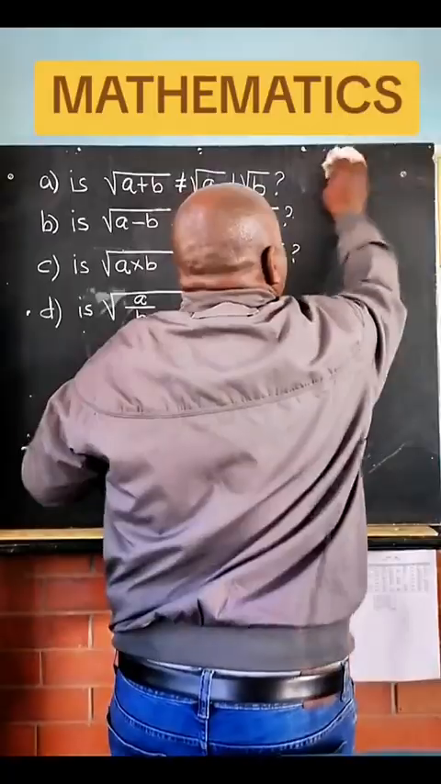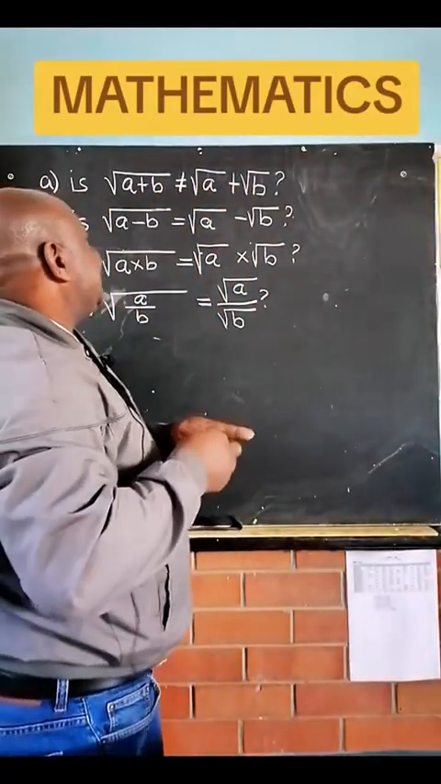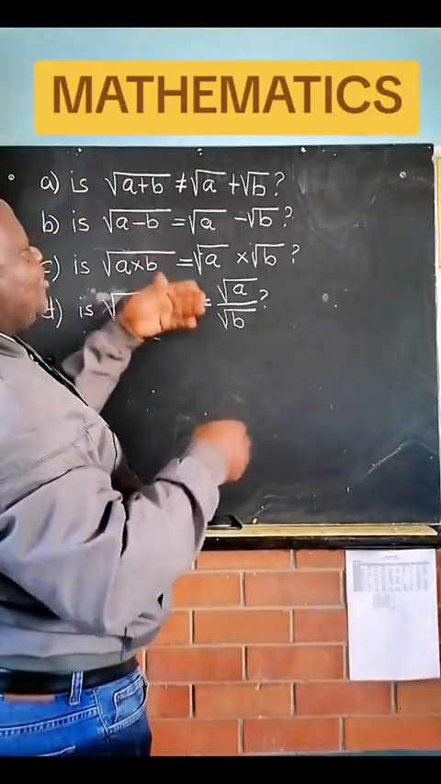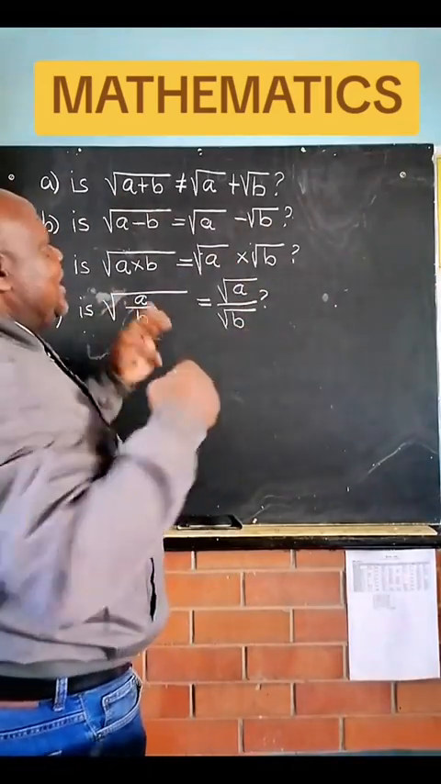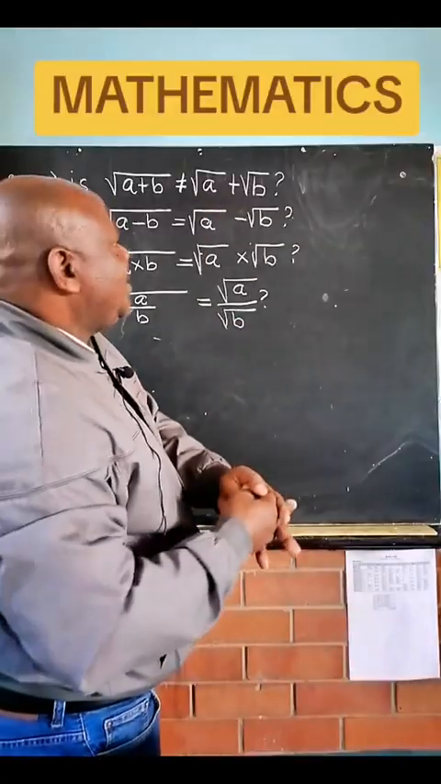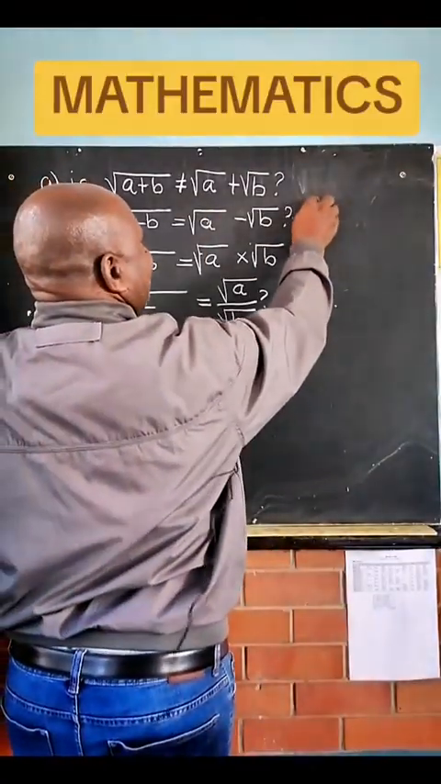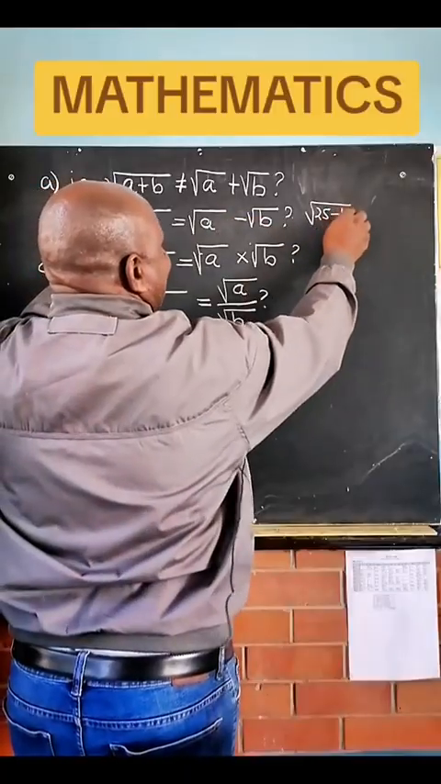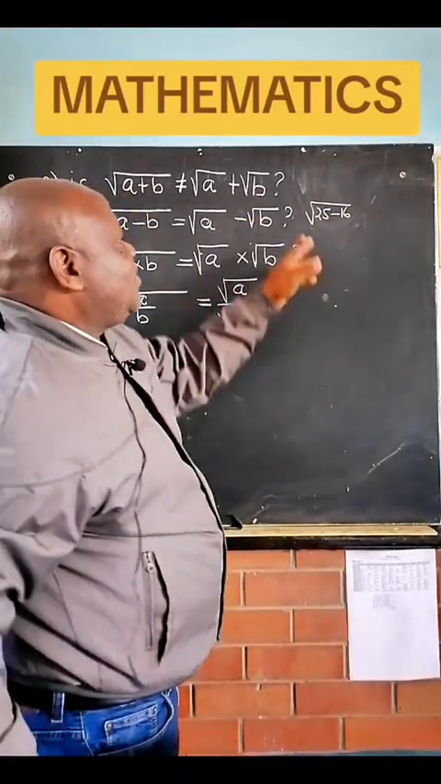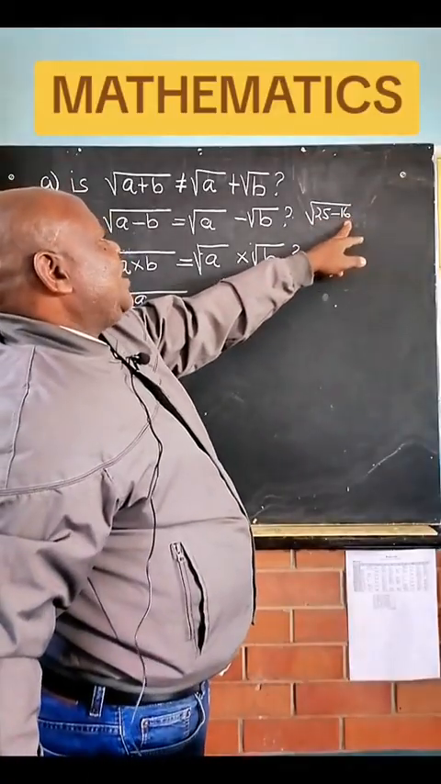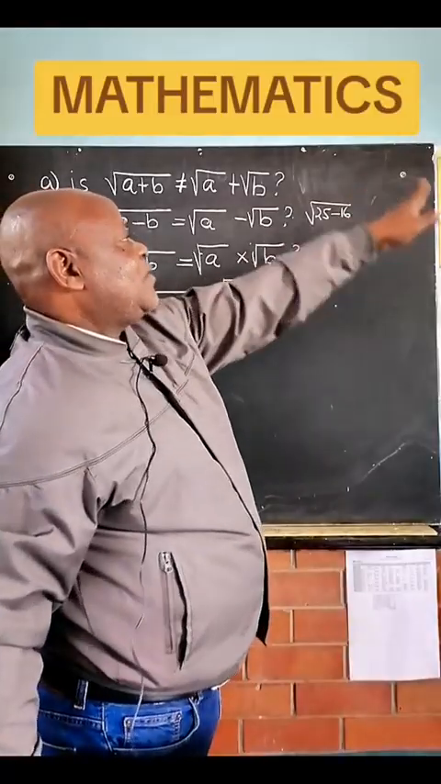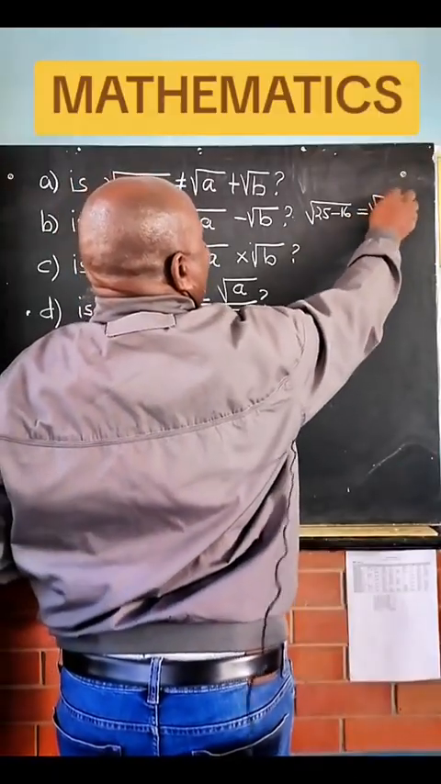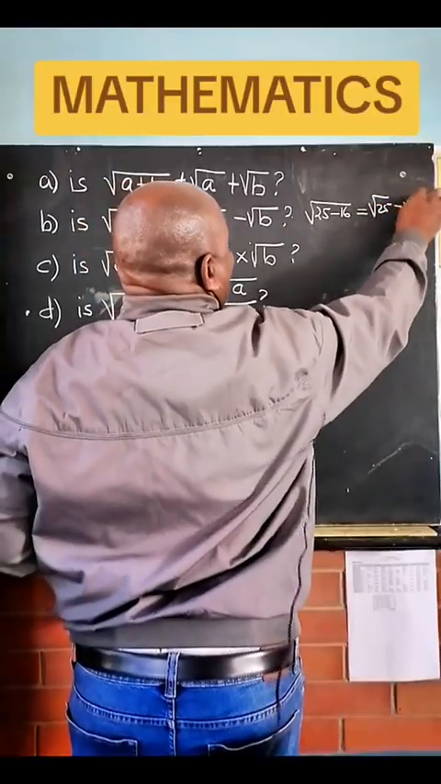Let us look at the next one. What about a difference between two numbers? Is the square root of a difference equal to the difference of the square roots? Let's address it again using specific values. Let's take our a as 25 and let's take our b as 16. We want to see if the square root of 25 minus 16 will be equal to the square root of 25 minus the square root of 16. So we make a breakdown. Is it equal to the square root of 25 minus the square root of 16?